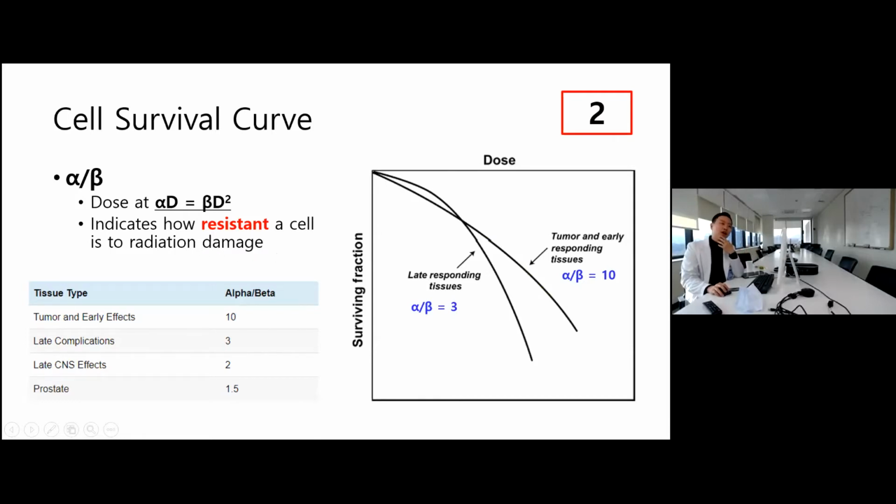So before, I have one simple question. So what might be the physical unit for the alpha to beta ratio?